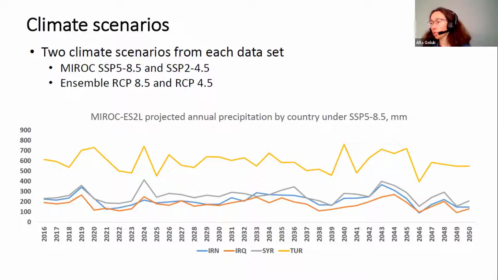This figure shows projected cumulative annual precipitation for Iran, Iraq, Syria, and Turkey based on the output of the MIROC model under the SSP5-8.5 scenario. In Turkey, the yellow line here, you can see that Turkey receives more precipitation than the other 3 countries, Iran, Iraq, and Syria, in the Tigris Euphrates river basin. And this will continue until 2050, with some downward trend for all countries seen on this figure.